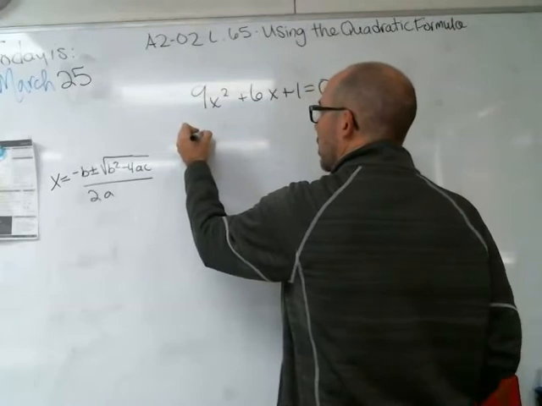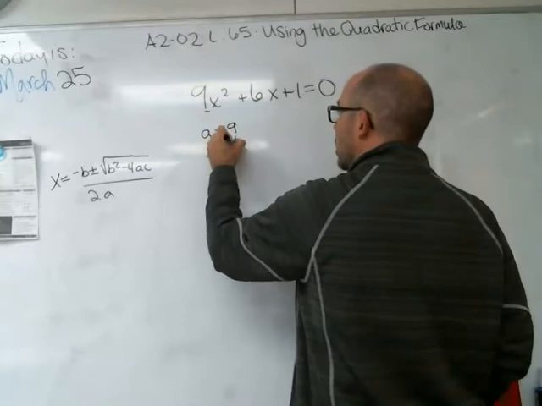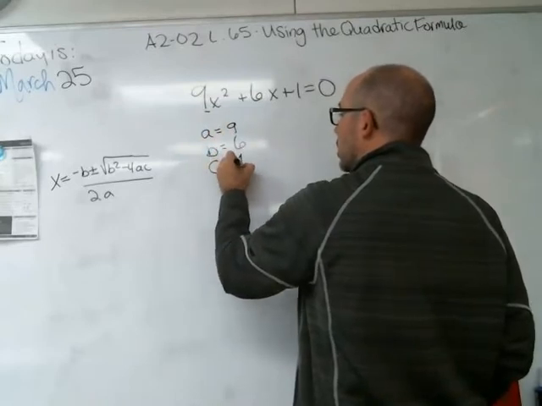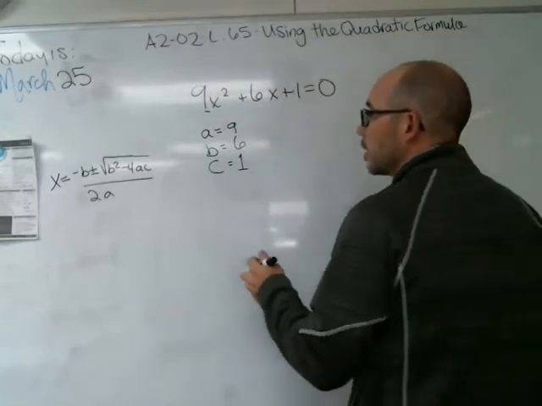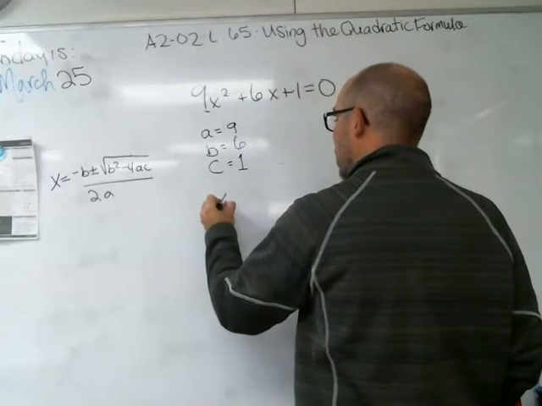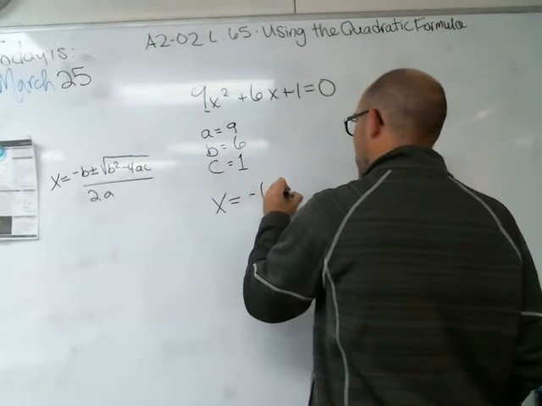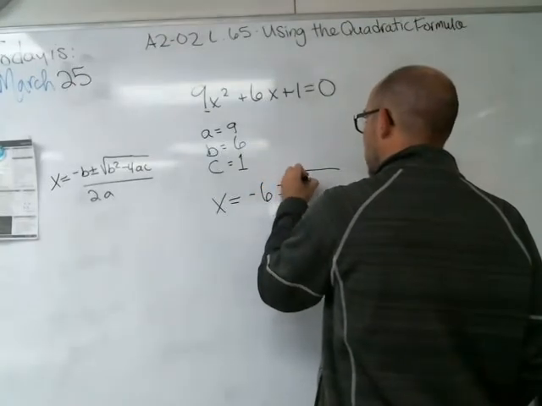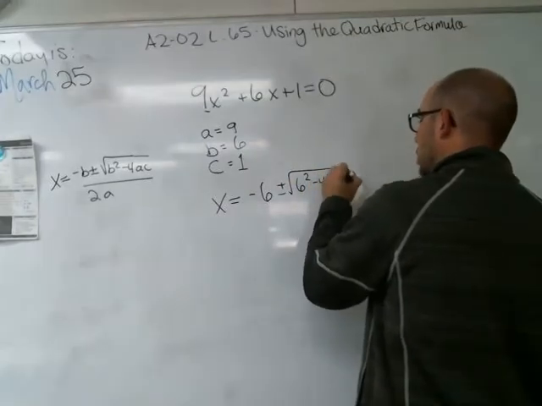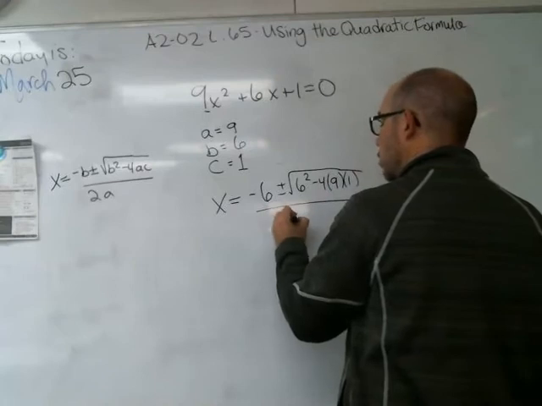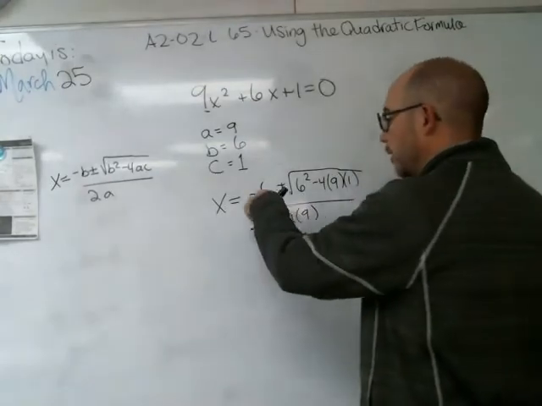Second, we'll pick out what A, B, and C are. A is 9, B is 6, and C is 1. Step number 3, plug the numbers into the equation. So x equals negative 6 plus or minus the square root of 6 squared minus 4 times 9 times 1, over 2 times 9. I'm going to leave that there.